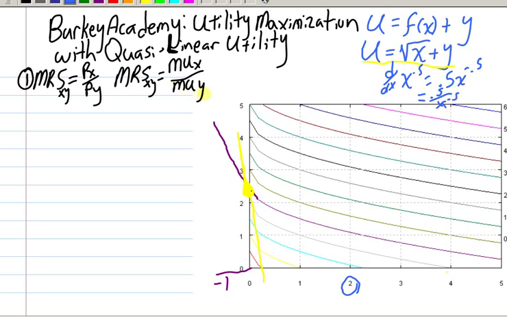Now, the marginal utility of Y is just the derivative of this function with respect to Y, and the derivative of Y is just 1, just the number 1. So the marginal rate of substitution of X for Y here is just going to be 0.5 over X to the 0.5, or over the square root of X, either way you want to write that, divided by 1, the marginal utility of Y. So that doesn't change our function at all. That's our marginal rate of substitution function.